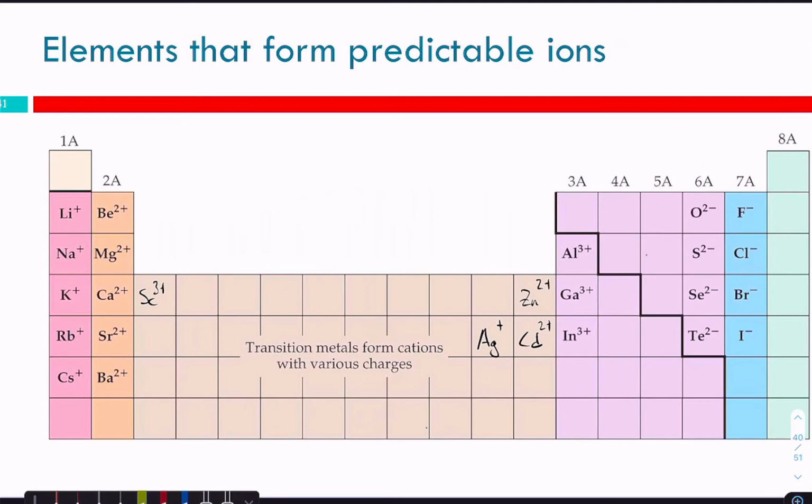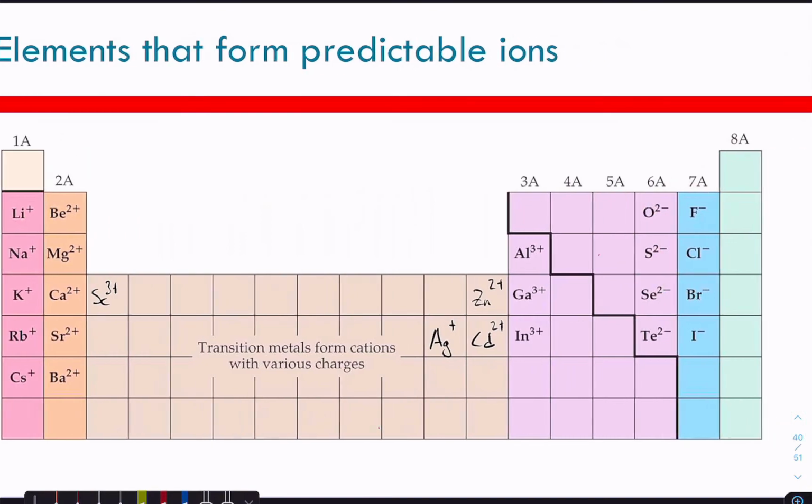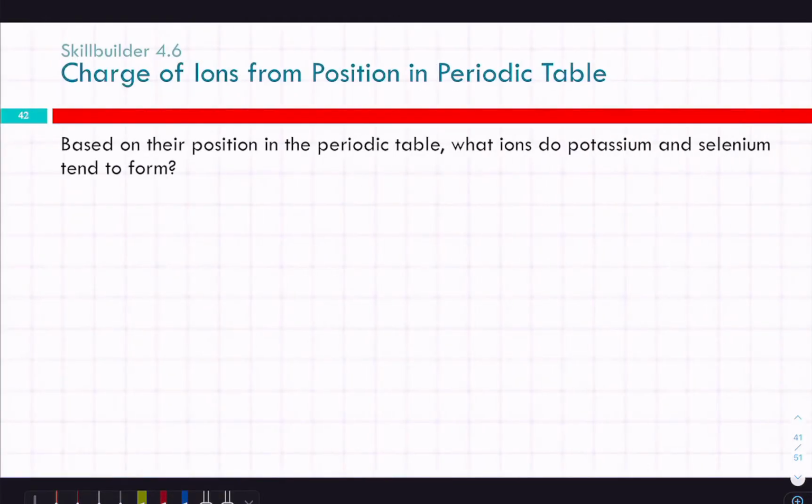You can see that these are 2 electrons away from the nearest noble gas. These guys are all 1, 1 and 2 respectively. So based on their position on the periodic table, what ions do potassium and selenium tend to form? Let's do potassium first.